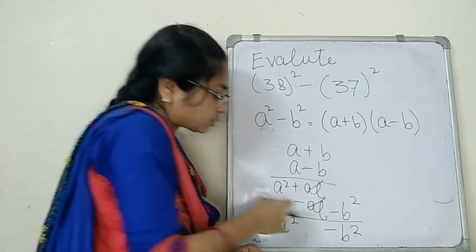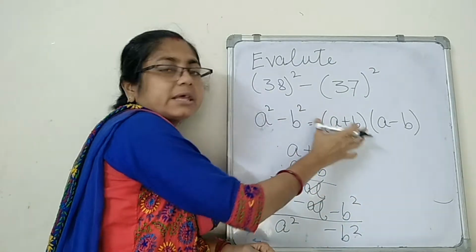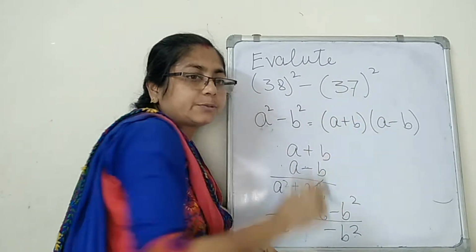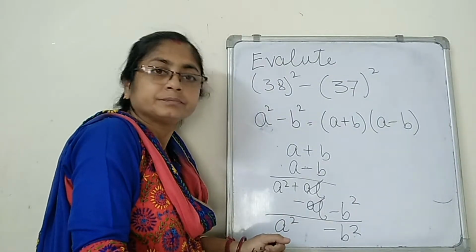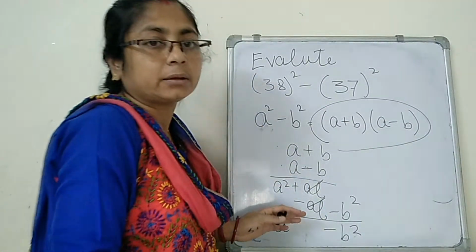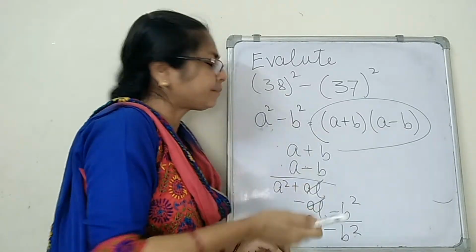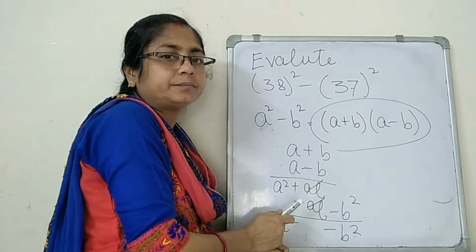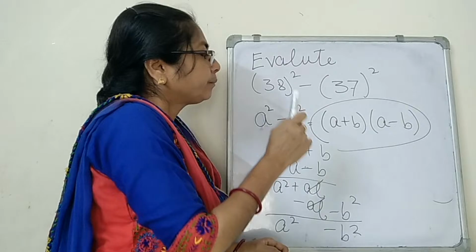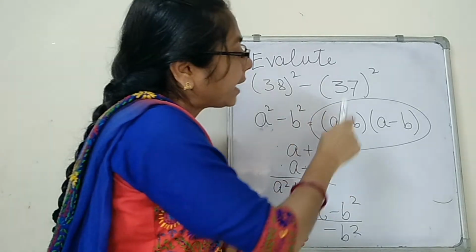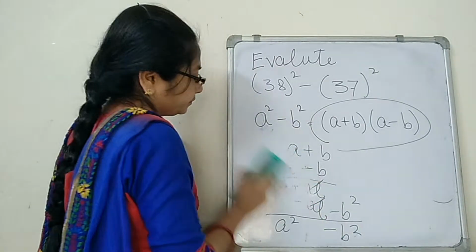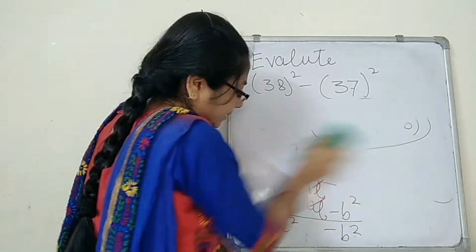Now, from a square minus b square, we can write in the multiplication way, a plus b into a minus b. Clear? First, clear the formula. Otherwise, you can't do anything. Okay? Tell with me one more time. A square minus b square equals a plus b into a minus b. Clear? Can I go to the math? I rub it. Now I start the maths.